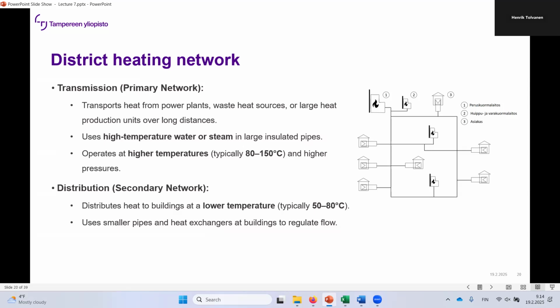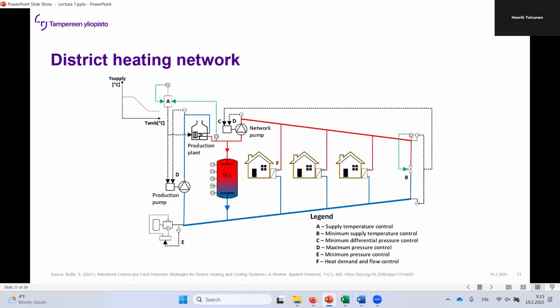So transmission is the primary network, and the secondary network is the one that's running around in here. So this one. And that's connected to this main grid, so to say, via the heat transfer units. So all of these houses in the basement usually have some kind of a heat transfer station where the primary network and the secondary network connect, but the same water doesn't run through them.